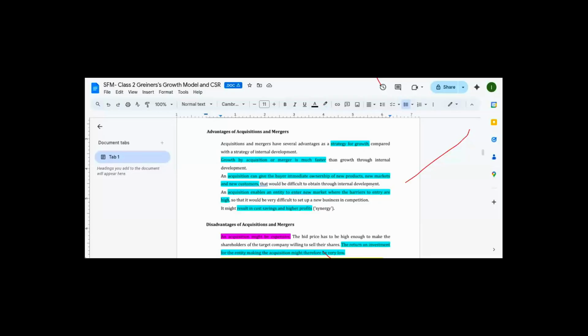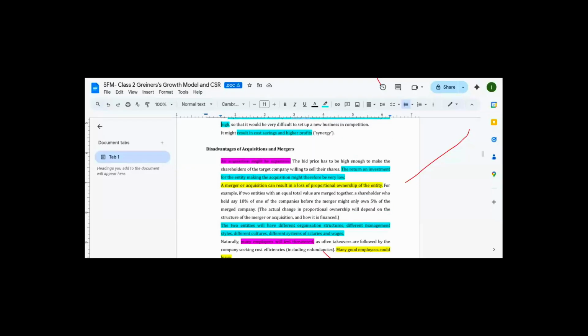Added to that, acquisition enables an entity, that is a company, to enter new markets where the barriers to entry are high. That is very fantastic. With acquisition, we can enter a saturated market. We can enter a restricted market. So there are many advantages of merger and acquisition.